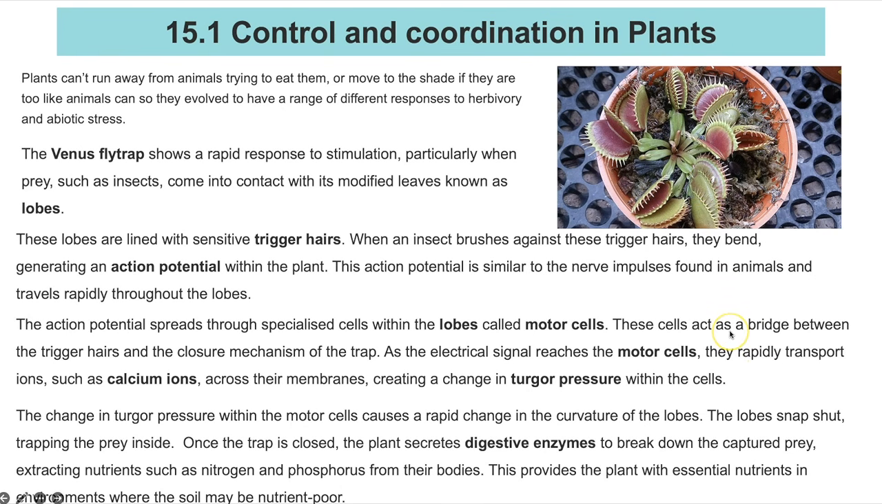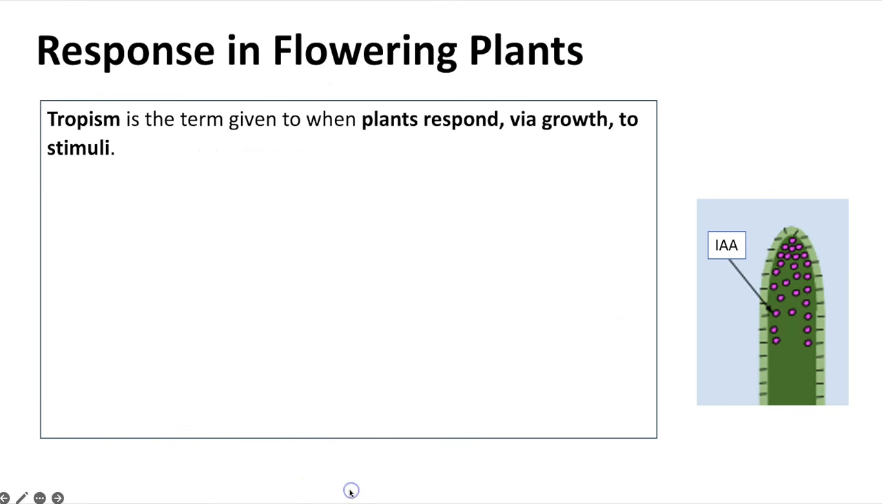And that is why the lobes end up snapping shut, and as a result, it traps the prey inside. Once trapped in that closed section, the plant secretes digestive enzymes to break down the captured prey, and that extracts nutrients from the insects, such as nitrogen and phosphorus, from their bodies. And that provides the plants with essential nutrients, which the environment may not contain because there might be nutrient-poor soil.